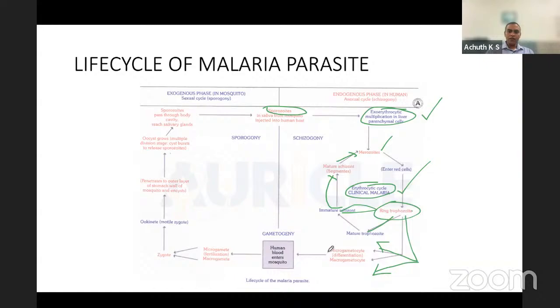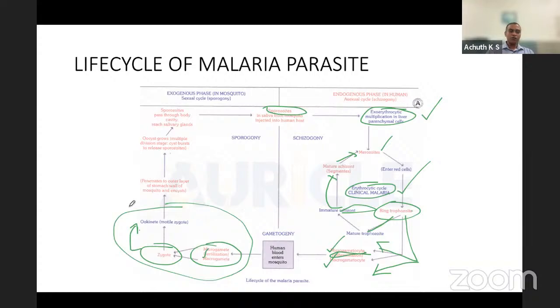The microgametocyte and macrogametocyte, once the mosquito bites, whether it is an infected or uninfected mosquito doesn't matter, when it bites, these two enter the mosquito and undergo fertilization to form a zygote. This zygote forms an ookinete, which is motile and can move freely in the mosquito, and it penetrates the outer layer of the stomach. Till now, all these things were happening in the stomach of the mosquito, not in the human body.